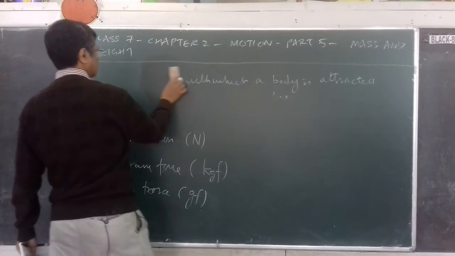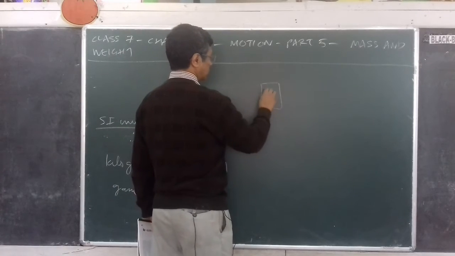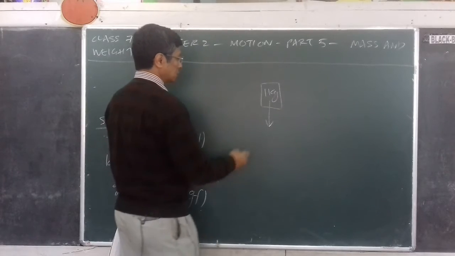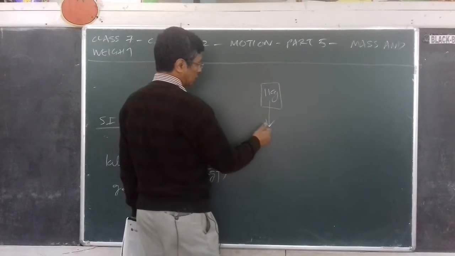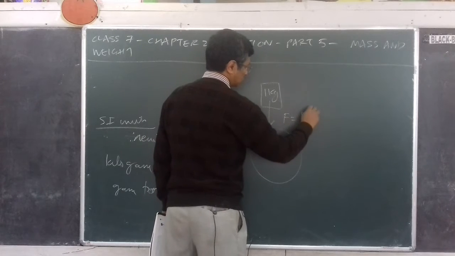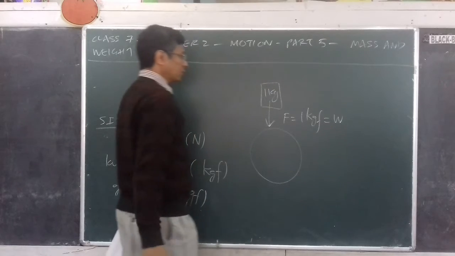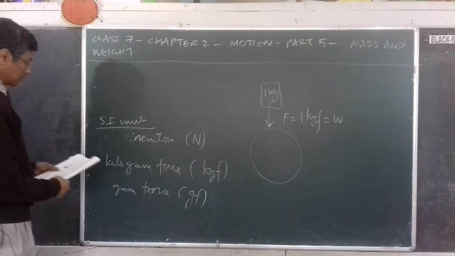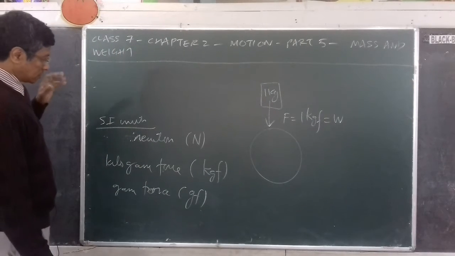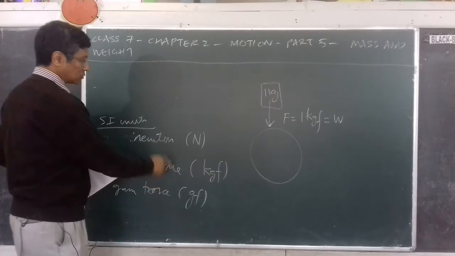It means that in the case of 1 kilogram force, if we have an object weighing 1 kilogram and it is being attracted by the gravitational force of the earth, the force with which it is attracted by the earth towards the center is called 1 kilogram force. So in this case, this force is equivalent to its weight. Similarly, 1 gram force means the force by which the acceleration due to gravity attracts a mass of 1 gram.